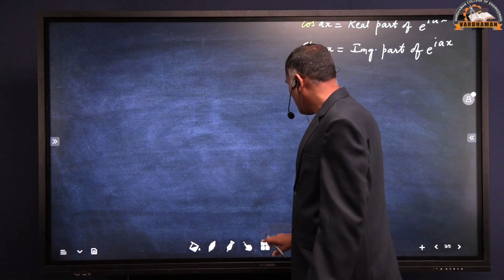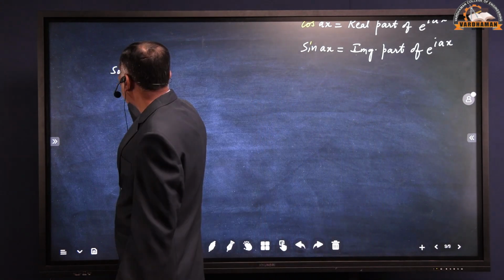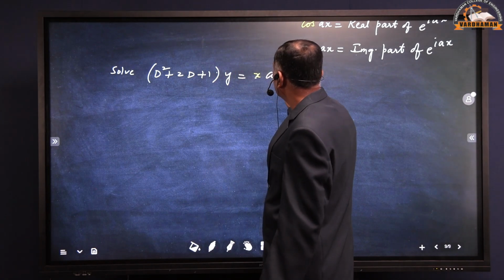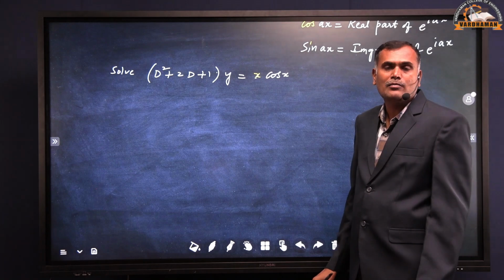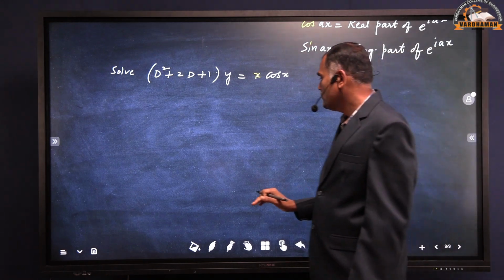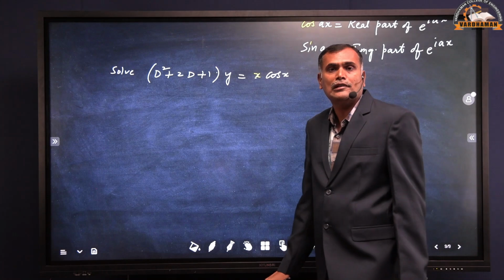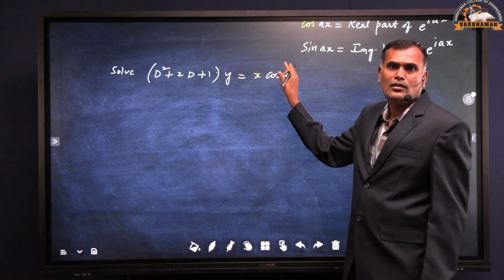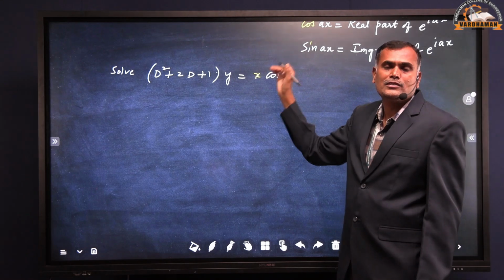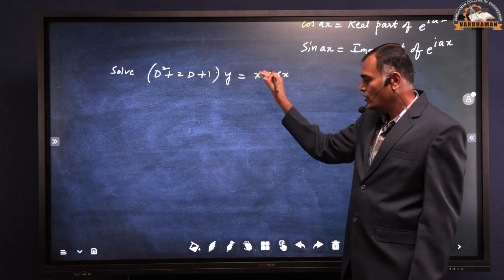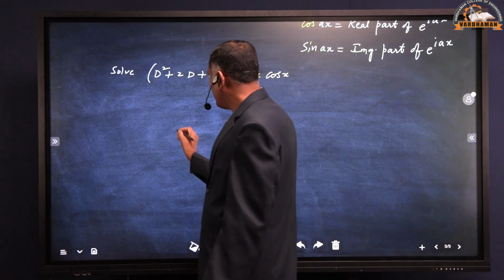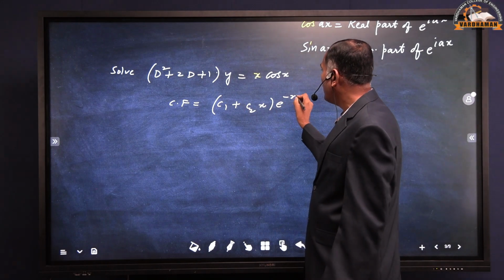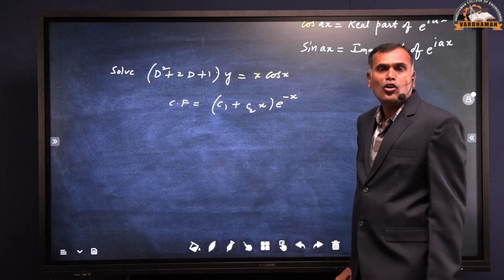Let us discuss the same problem using this general method. Solve (D² + 2D + 1) y = x cos x. Now instead of applying the formula, I'll apply the general method. Now we'll discuss how to find the solution using the general method. Finding the complementary function is the same, so I'm not explaining that one. Just now we've discussed how to find the complementary function, so I'm writing straight away. Complementary function of this problem is (c1 + c2x) e^(-x). This gives the complementary function.